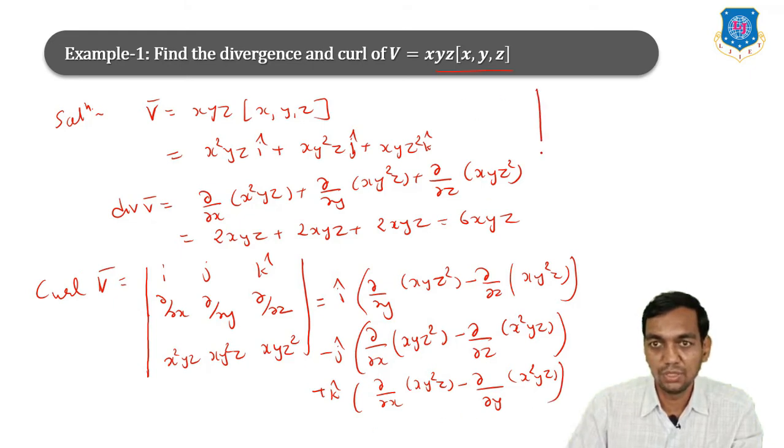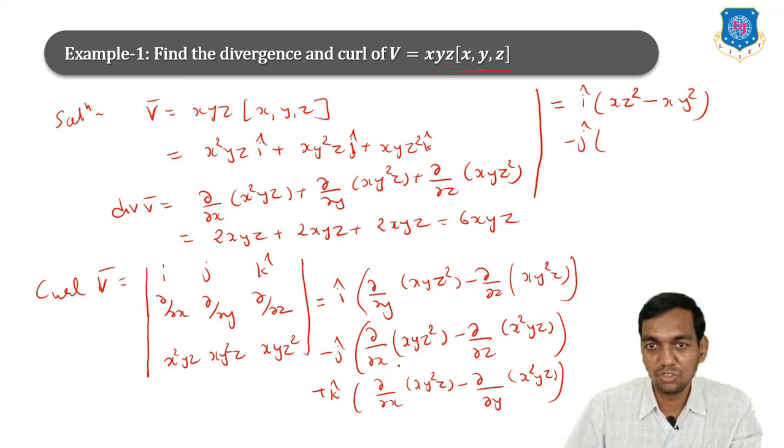Okay, and if we simplify it, then we will have i into, now derivative of this term with respect to y, that will be x z square, and derivative of this term with respect to z, that will be x y square. In the same manner, minus j into derivative of this term with respect to x, that is y z square, minus derivative of this term with respect to z, that is x square y. In the same manner, plus k into derivative of this term with respect to x, that is y square z, and derivative of this term with respect to y, that is x square z.